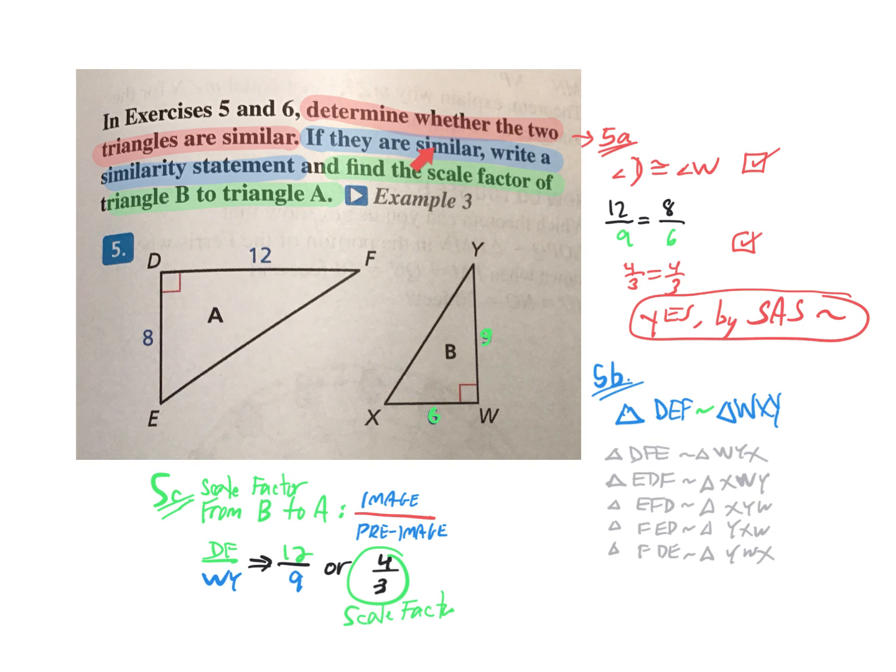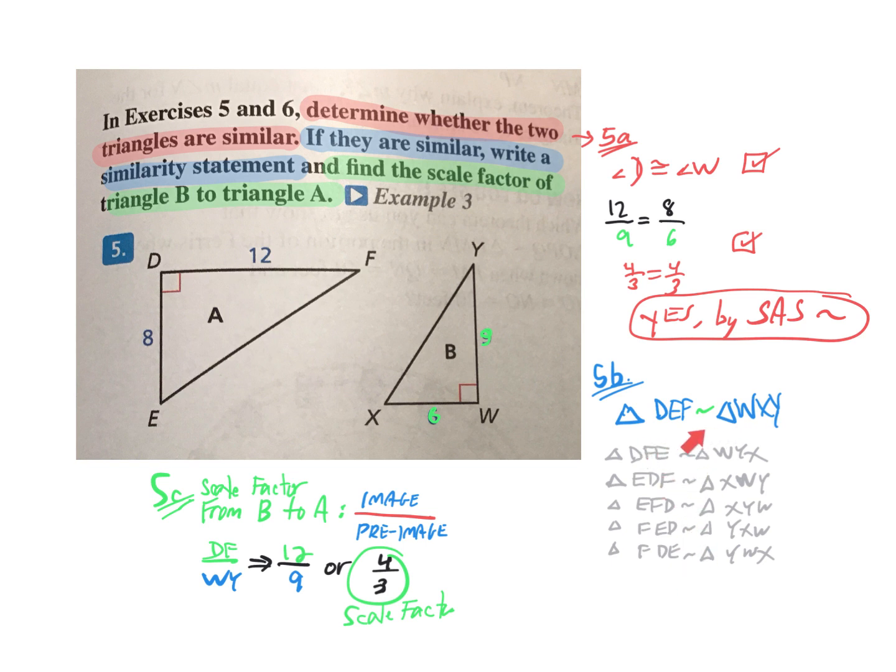All right, if they're similar, write the statement. Well, there's 6 different ways we can write them. If I go in alphabetical order, D, E, F, then I started at the right angle, and it went down the short leg to E, and then across the hypotenuse. So right angle, short leg, hypotenuse, D, E, F. Right angle, short leg, hypotenuse, W, X, Y. Any of these will work.